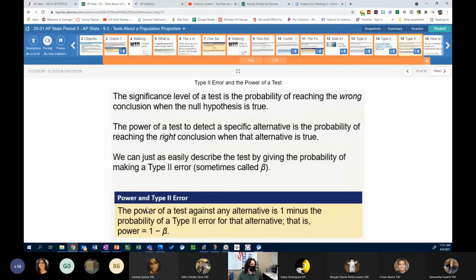Power and type 2 error: the power of a test against any alternative is 1 minus the probability of a type 2 error for that alternative. That is, power equals 1 minus beta. We also saw that the probability of a type 2 error is equal to 1 minus the power. They are complements of each other.